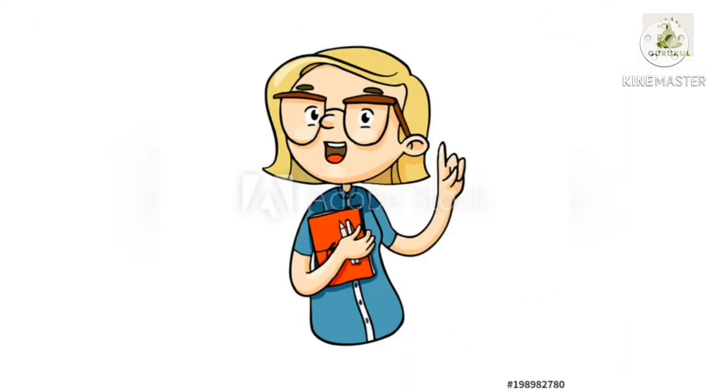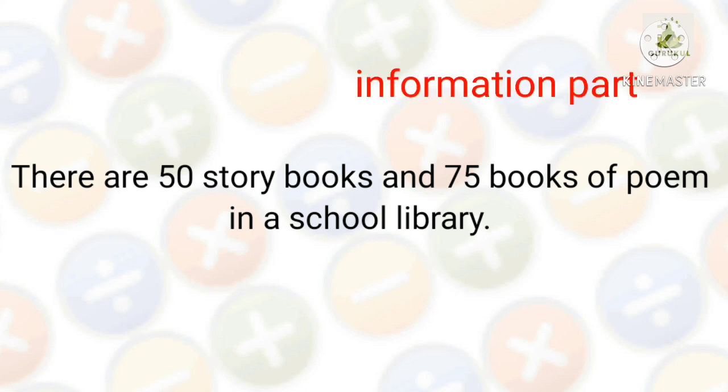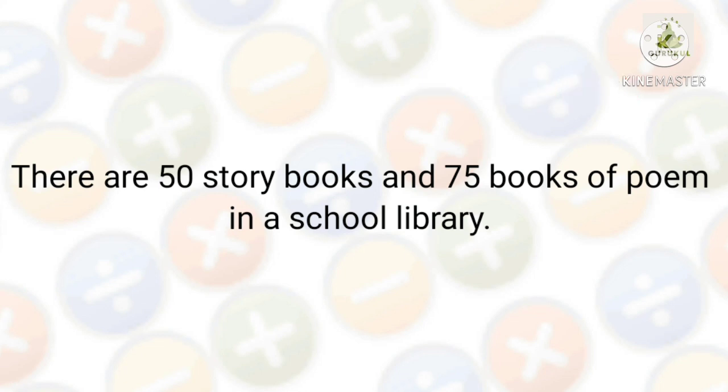Now over here, you can add things related to it, like school library, on the teacher's table, on the shelf, etc. I will take school library over here. So the sentence will be, there are 50 storybooks and 75 books of poem in a school library. So now we have written the information part of the word problem. Now we have to write the question part.